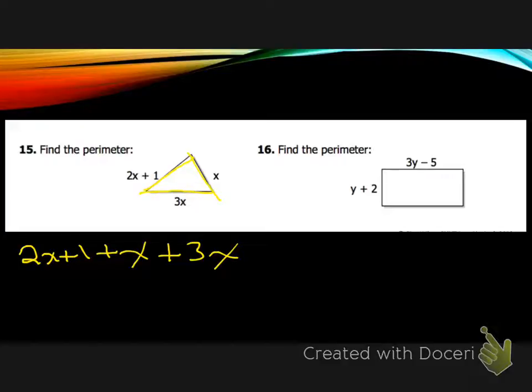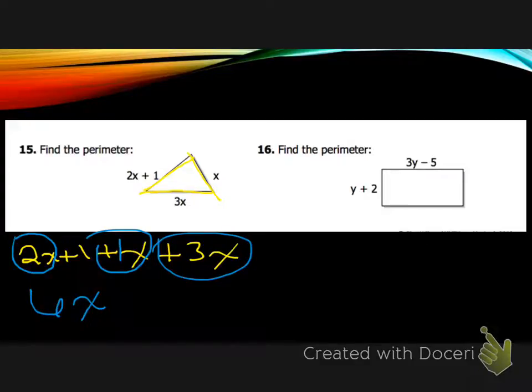So then again, I'm just going to go around and I'm going to look. Here's my 2x, here's an x, remember the sign out front, and here's another x, that's plus 3x. Remember, if there's no number out front, it's a 1. So you got 2 plus 1 plus 3, which is going to give you 6x. And then if we look at what's left of our coefficient here, our coefficient that we have left is just a plus 1. There's no other coefficient, so it's just 6x plus 1.